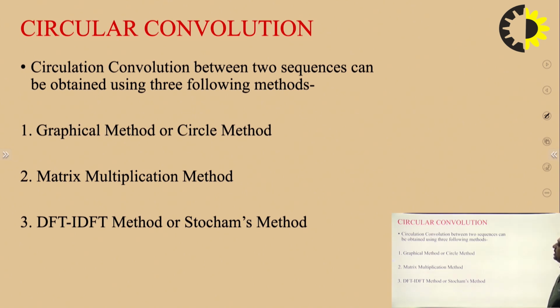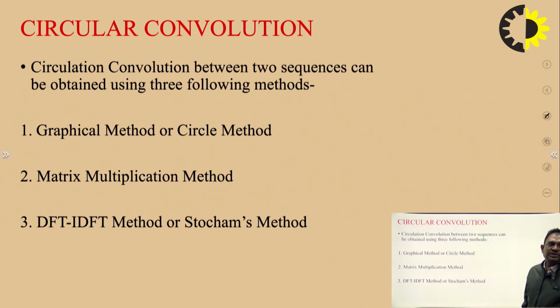If you will see, out of these three methods, the default method is the graphical method. If no method is mentioned in the question paper, then you have to solve the question using the graphical method. Matrix multiplication method is easier to solve. You can easily calculate it, but generally this method is used for checking or verification of your answer.